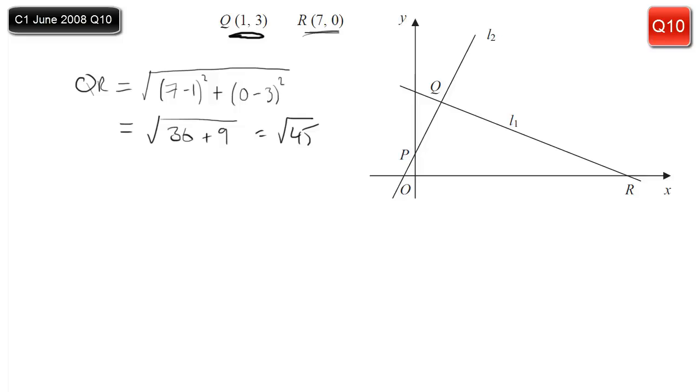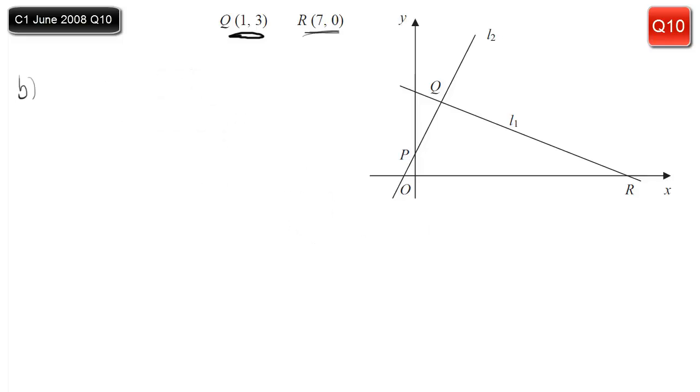Now it has it in the form a root 5, so we want to simplify this into something root 5. Well, that's fairly easily done. 45 is the same as 5 times 9, so that's the same as root 5 times root 9, and root 9 is obviously 3, so we have 3 root 5. So that's the form that it wanted it in, and therefore a, the constant, equals 3.